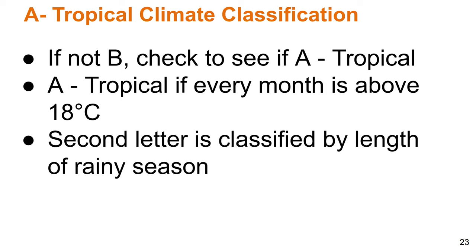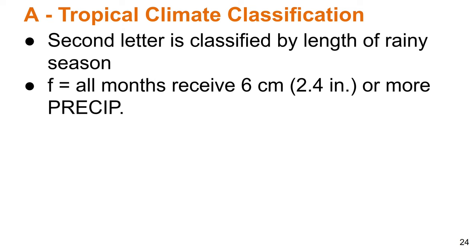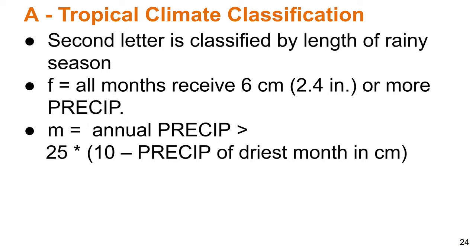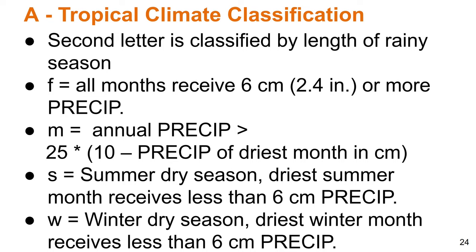And then if every month is over 18 Celsius, you check the second letter, which is classified by the length of the rainy season. So if all months get 6 centimeters or more, it's an F. It's a monsoonal climate if the average precip is greater than 25 times 10 minus the precip of the driest month in centimeters. It's an S if it has a summer dry season where the driest summer month gets less than 6 centimeters precip. And if the driest winter month receives less than 6 centimeters precip, then it's an AW.